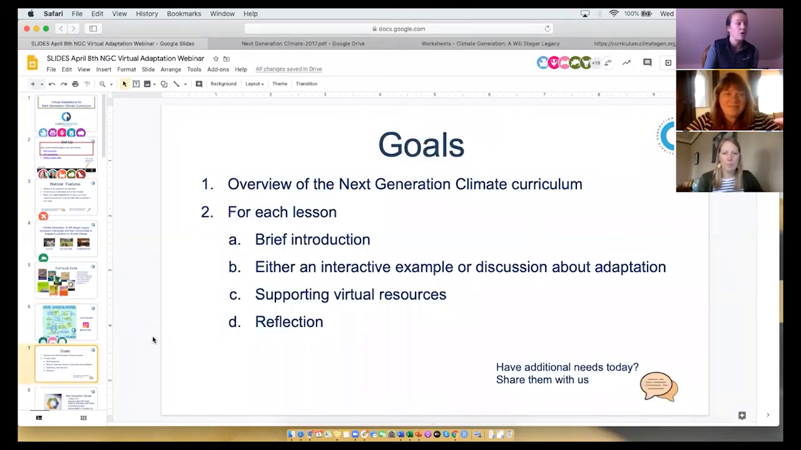All right, so our goals today are, of course, to go over the Next Generation Climate curriculum. And how we're going to do that is Megan and I will go through 6 lessons. Each lesson will have a brief introduction. We'll go through an interactive example or provide documents to create a virtual adaptation for that lesson. And we'll also link you to some supporting virtual resources from our partners. And we'll do a bit of reflection. So if you have any questions at this point, you can put them in the chat. And otherwise, I'm going to turn it over to Megan to give us an overview of Next Generation Climate.